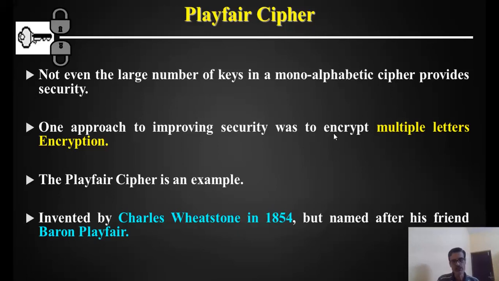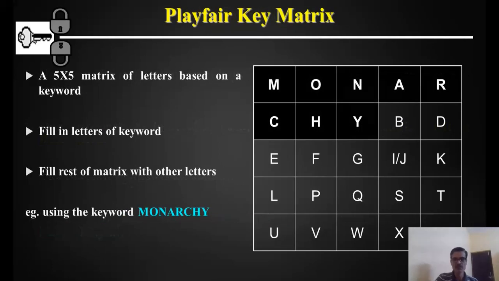So in the Playfair Cipher, we actually encrypt two letters at a time. Two letters are given as input and it will give you two letters in the output, a ciphertext. It was invented by Charles Wheatstone, as mentioned here, but it is named after his friend Baron Playfair. Now, what is the structure? How exactly is the encryption done in this particular method?